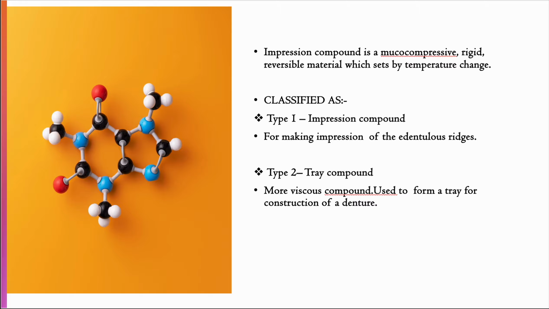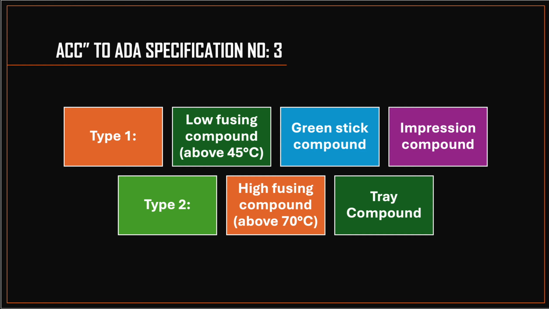Type 2, that is tray compound, which is a more viscous one, used to form a tray for construction of a denture. According to ADA specification number 3, type 1 is the low fusing compound, that is above 45 degrees Celsius. It consists of the green stick compound and the impression compound. Type 2 is the high fusing compound, that is above 70 degrees Celsius. It is the tray compound.